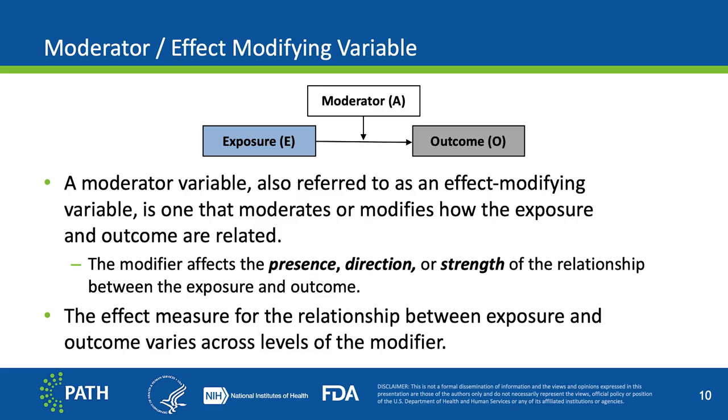This is the same moderation diagram as before. This moderator variable, or effect modifying variable, is specified because it can affect the presence, direction, or strength of the relationship that you're interested in between the exposure and the outcome. As stated before, the reason why it's a moderator is because for different values of A, the effect of the exposure on the outcome can be different.